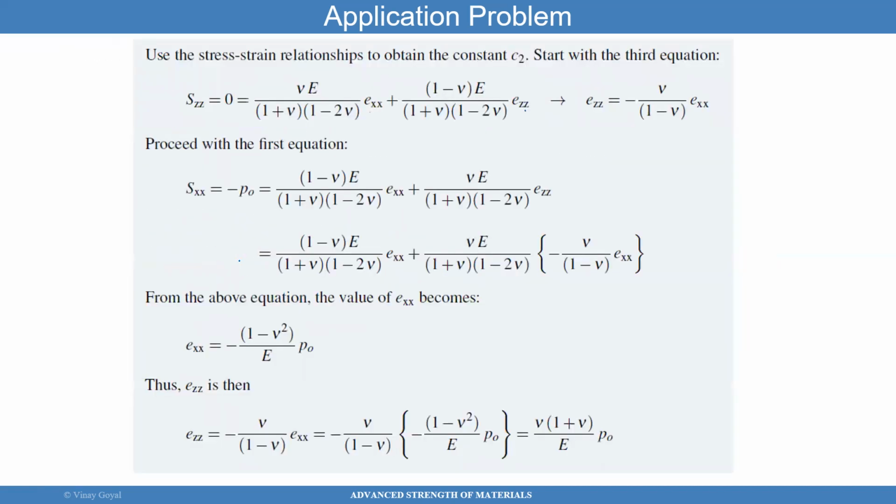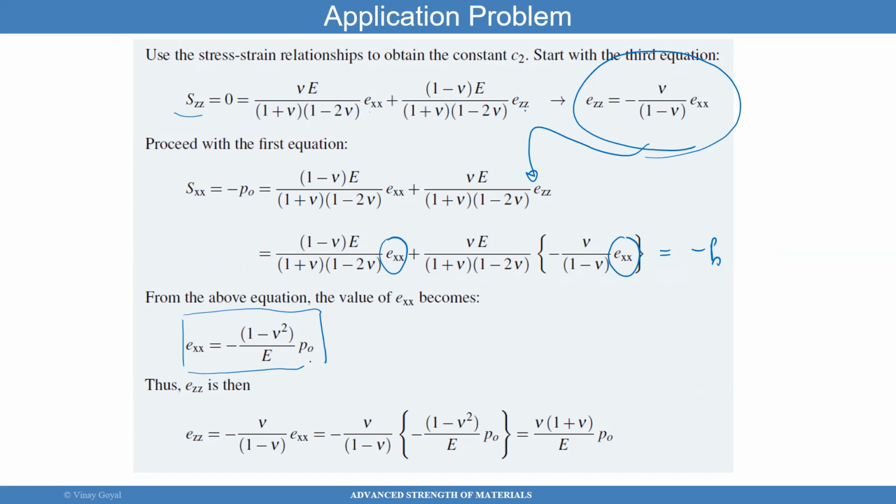And I did that for you. So I took this equation that came from SZZ, the constitutive law, plugged it in here, and then I know that this is equal to minus P naught. So I solve for epsilon XX, which is the strain in the X direction. And when I do that, I get something very simple, which looks like this. So that's the strain in that direction. I can also calculate the strain in the Z direction. So once I know epsilon XX, I can plug it back in here and calculate the strain in the Z direction. You can see it there.